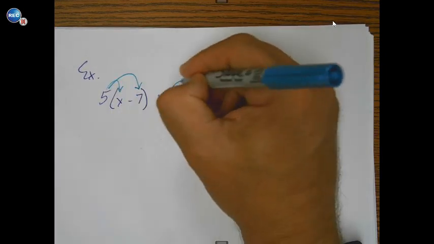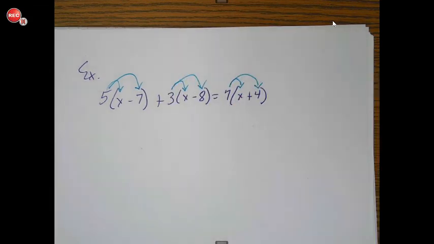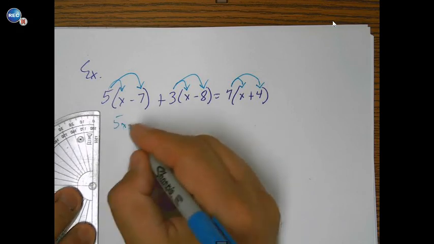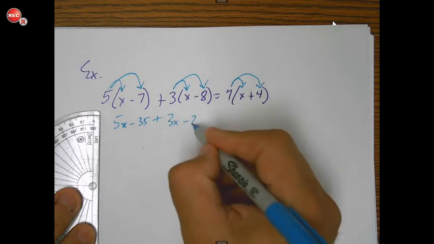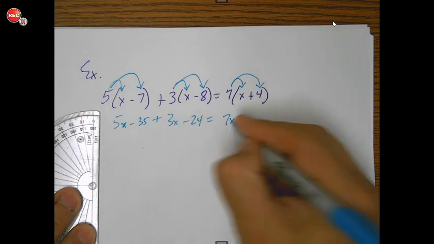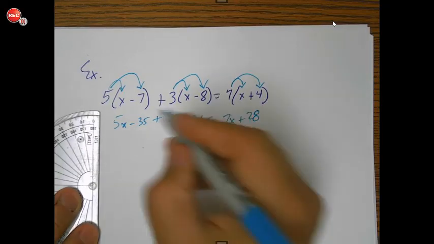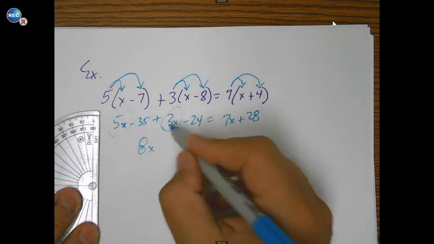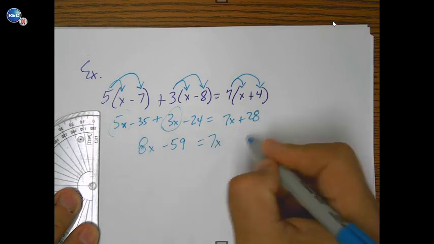I love using arrows. Put those all the way in. That's the visual that we've got. And so when we do that, 5 times x is 5x minus 35, and then 3x minus 24, and then 7x plus 28, the distribution property. Now I got to combine like terms. I got 5 and I got 3. I got 8x. Minus 35 minus 24 is minus 59. And I have 7x plus 28.